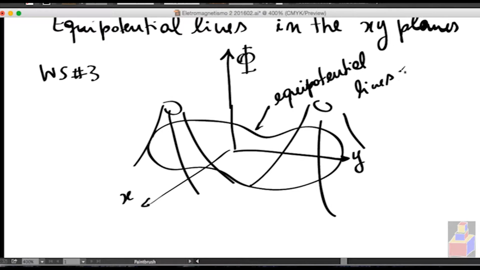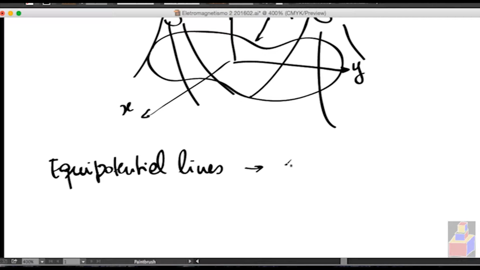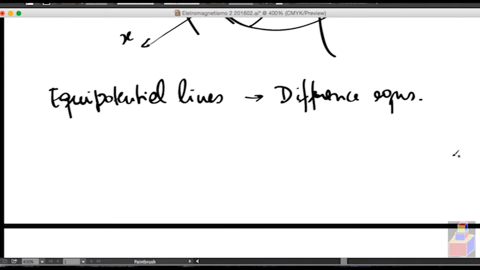Now we are going to use the same approach we did with the E fields. To trace the field lines, we are going to use difference equations again. Okay, we're going to do the equipotential lines using the same approach we did for E fields, which is the difference equations. And the principle is very simple.